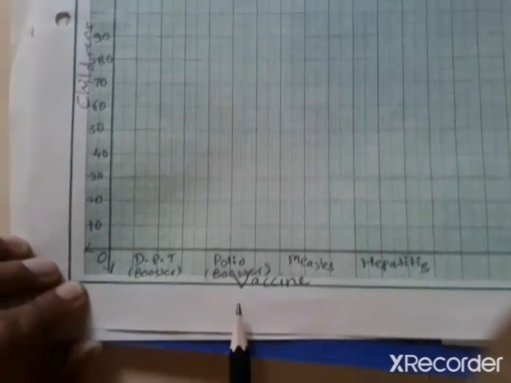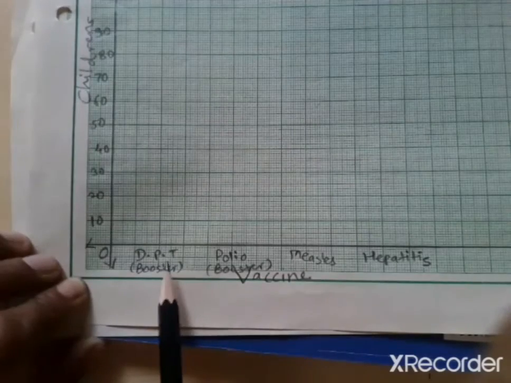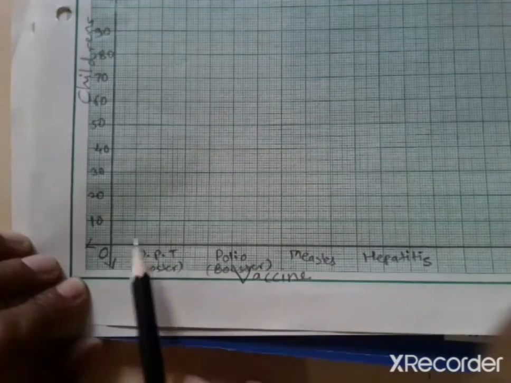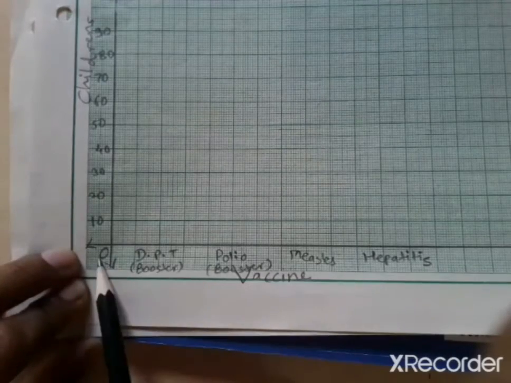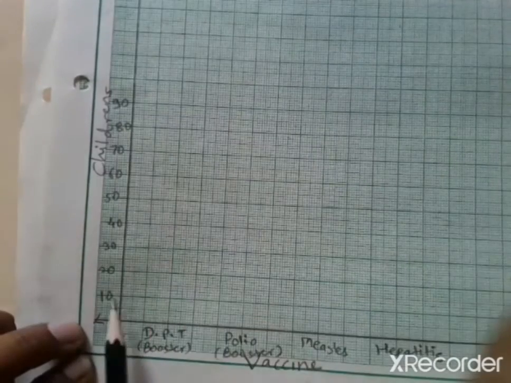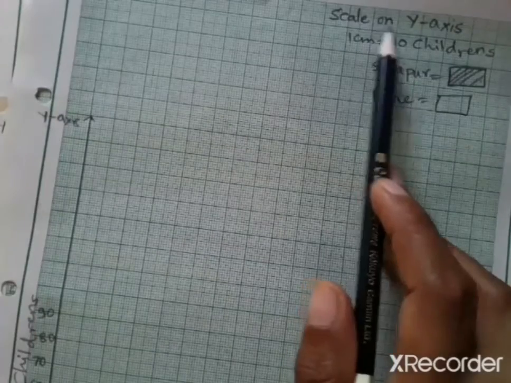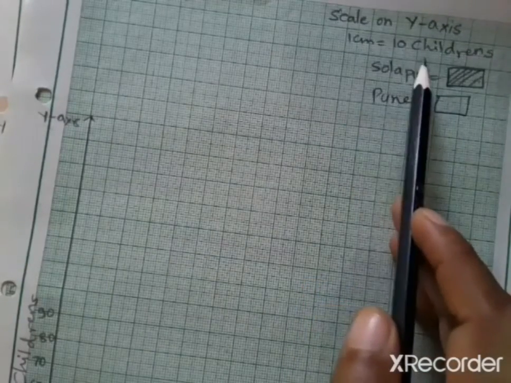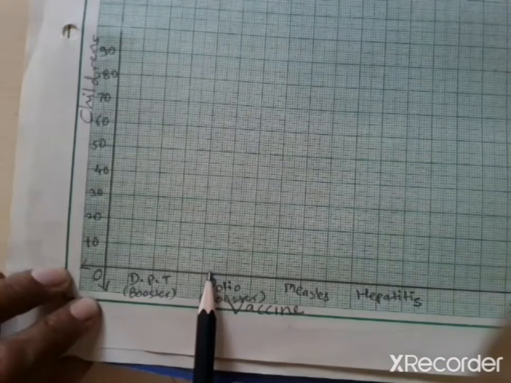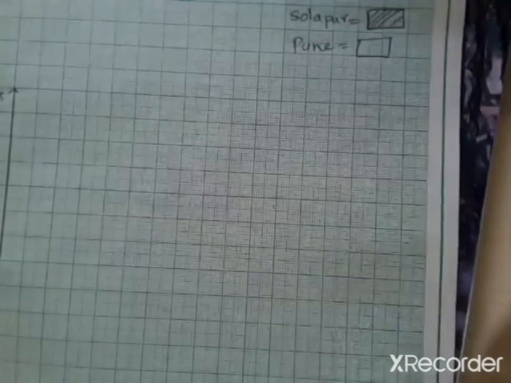After that, on the x-axis are the vaccines: DPT, polio, then measles and hepatitis. The intersection is 0. Then the y-axis is the number of children. So the scale on the y-axis is 1 centimeter equal to 10 children. Then Solapur is represented as lines and Pune as it is. First is the DPT booster. 65 in Solapur, and Solapur is represented as lines.